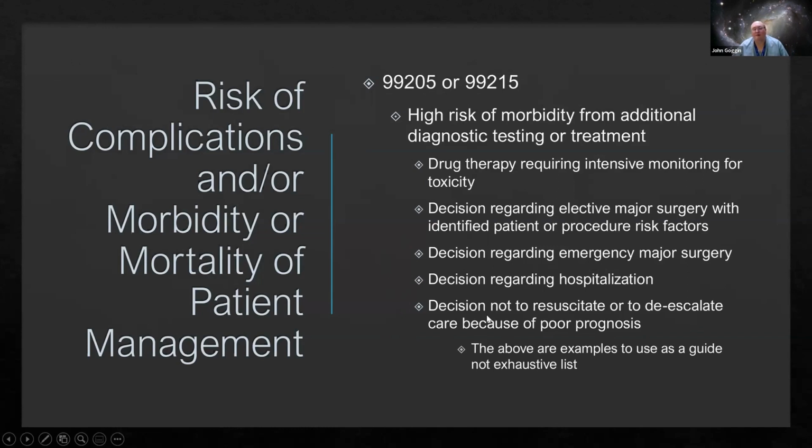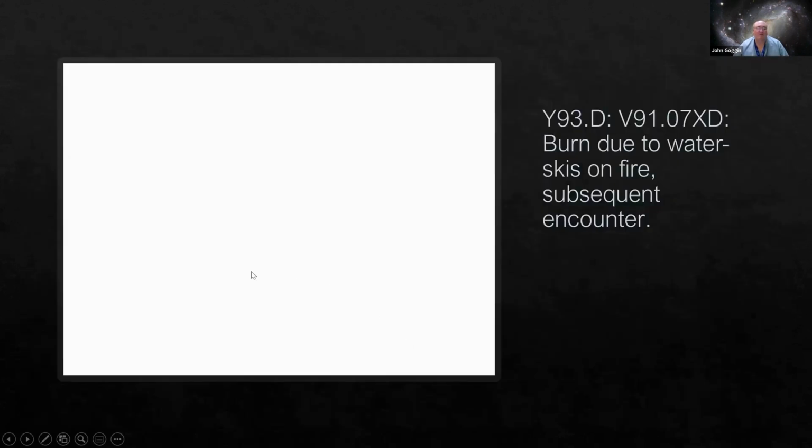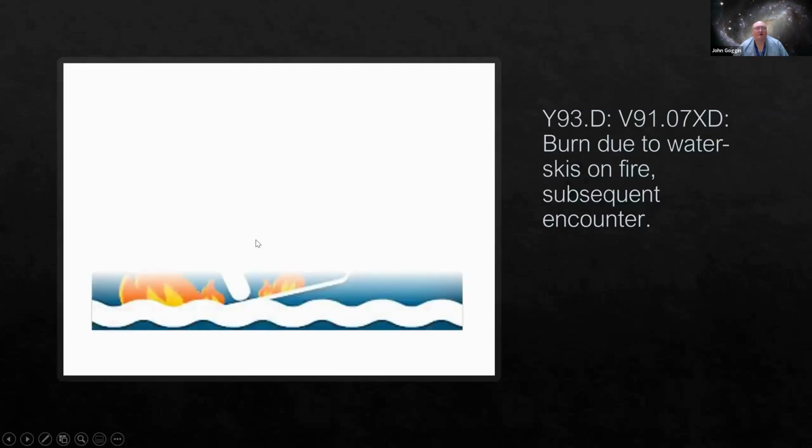Decision to de-escalate or stop care due to poor prognosis. That's not typically us, but it happens every once in a while. You're treating somebody with a bad diabetic foot infection and you're the first one to mention the hospice situation to the family. Again, there's an ICD-10 code for everything.